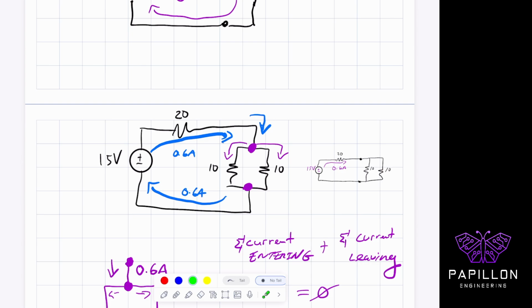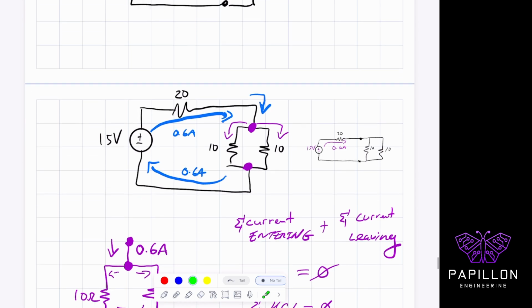On this problem, you have 0.6 amps entering this node, right? And then leaving this node, we have current leaving through this 10 ohm side, and another current leaving through the 10 ohm side as well. Okay, so it would look like this if you were to write that.